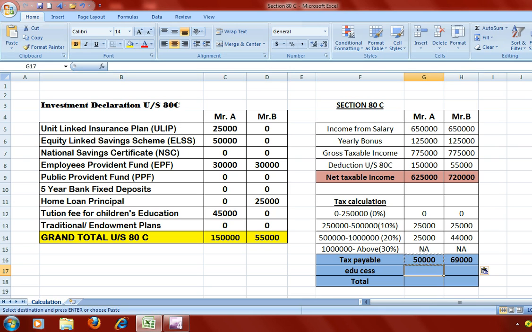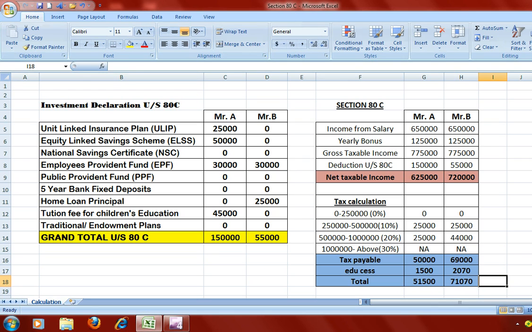The educational cess is 3% on the total tax payable. Similarly for Mr. B, now we need to arrive at the total amount payable by Mr. A, which is 51,500 rupees, and by Mr. B it is 71,070 rupees.